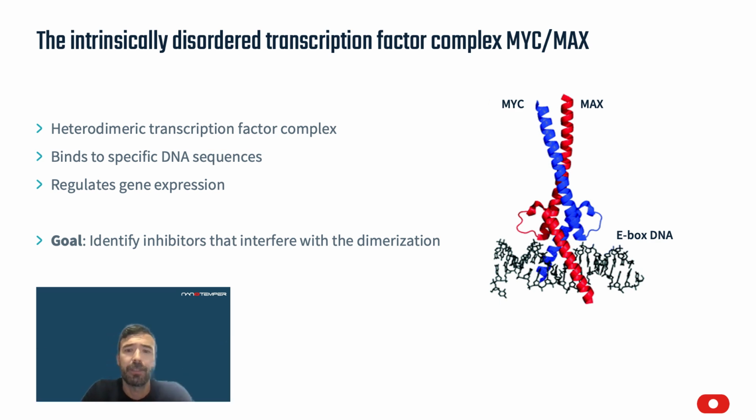The goal in drug discovery, for example, would be to find inhibitors, so small molecules, that can first prevent this dimerization from happening, and by this also prevent the DNA from binding to MYC.